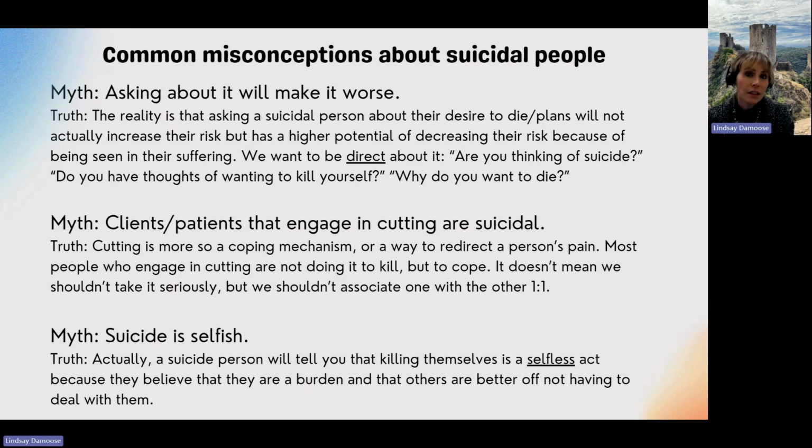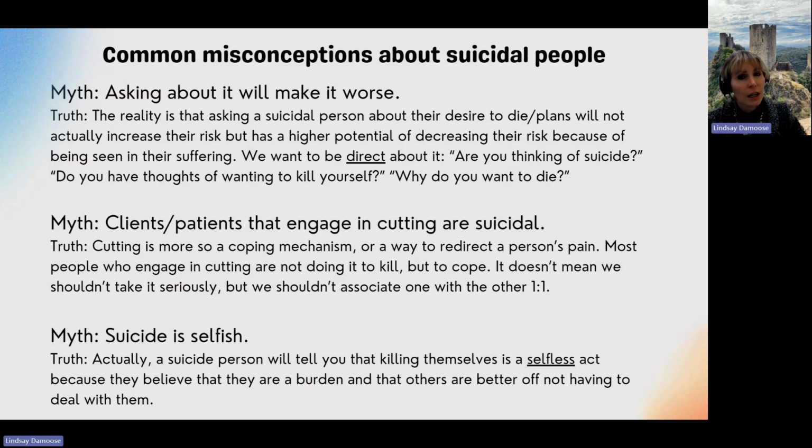So, like I said, it doesn't mean that we don't take it seriously, but we shouldn't use them interchangeably with one another. We still have to demonstrate due diligence to do suicide risk assessment. But if somebody's cutting, then a lot of times they're coping. They're just not coping effectively, and we have to teach them other tools for that type of distress tolerance.